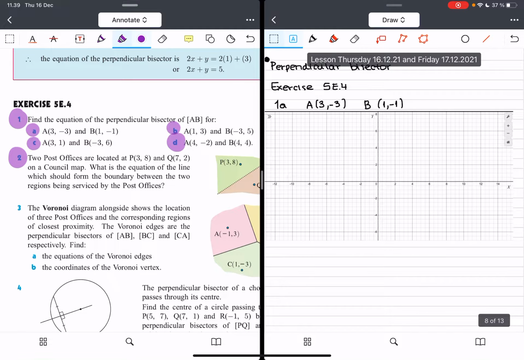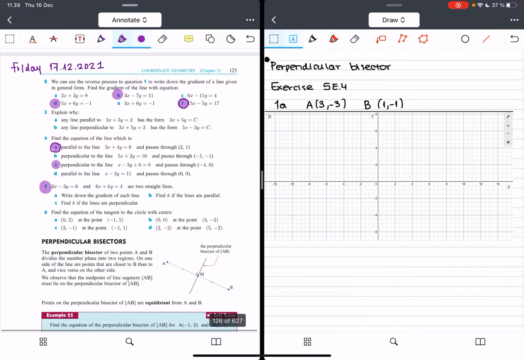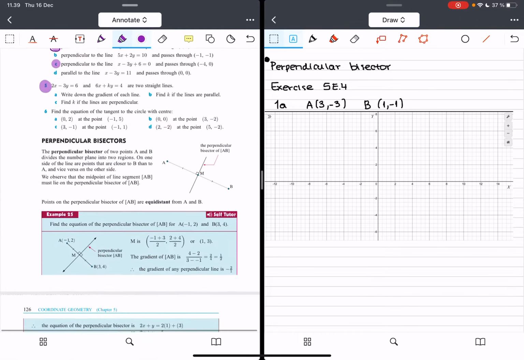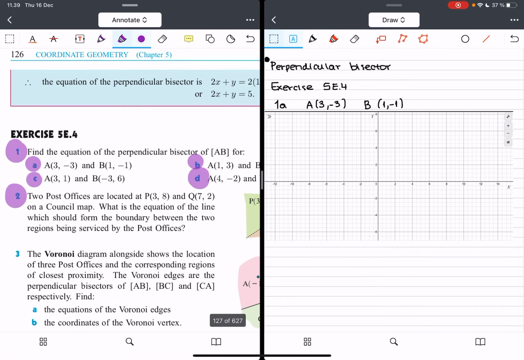The next thing we're going to look into is the perpendicular bisectors. Perpendicular bisectors is a section on page 125 of your book, and there is an excellent example here that you can go through yourself. But I'm going to start directly on exercise 5E4, question 1, and I'm going to solve 1A and later on 1D.